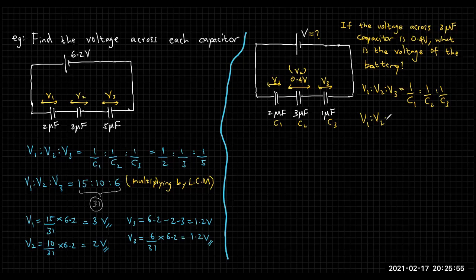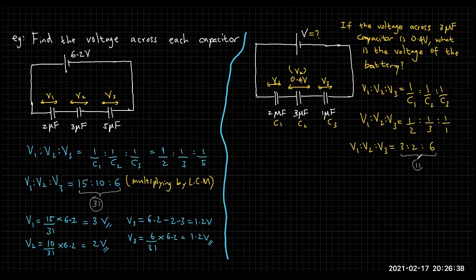Then V1 to V2 to V3, that will be 1 over C1 is 1 over 2, 1 over C2 is 1 over 3, 1 over C3 is 1 over 1. Like I said before, you can't work with this. You have to change that to a ratio in integers. You have to multiply them by the least common multiple. 2, 3, 1, the least common multiple is 6. You multiply by 6: half into 6 is 3, 1/3 into 6 is 2, and 1/1 into 6 is 6. So we have 3, 2, 6, and altogether we have 11 portions.